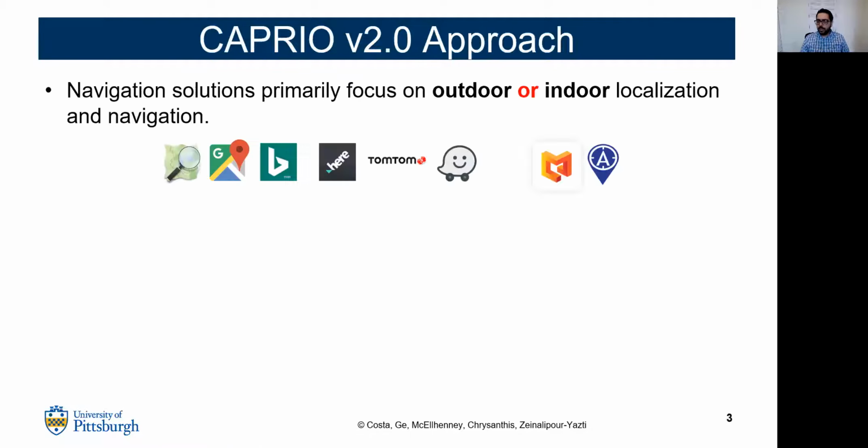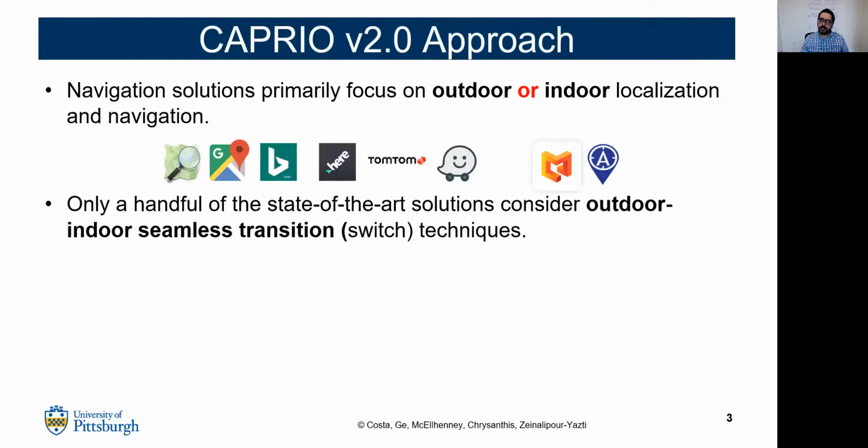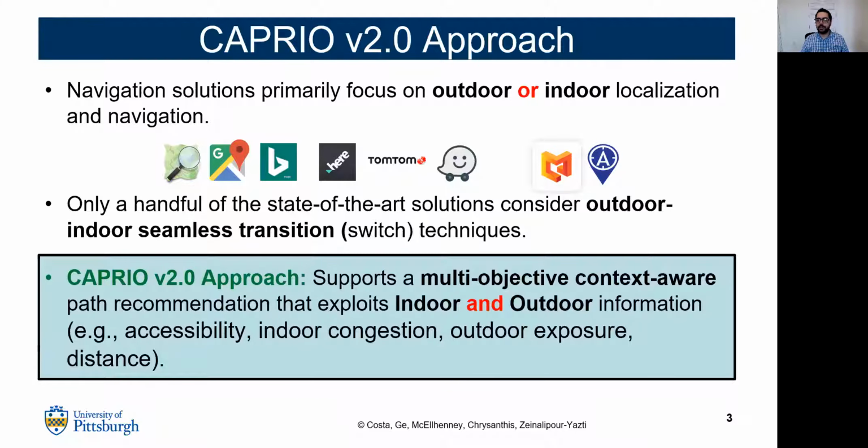Existing navigation and localization systems are primarily focused on outdoor or indoor localization and navigation, and only some of them are using outdoor and indoor information at the same time. And those are only focusing on the seamless transition between the outdoor and the indoor navigation. In contrast, our system supports a multi-objective context-aware path recommendation. With context-aware, we are talking about accessibility, indoor congestion, outdoor exposure, and distance.